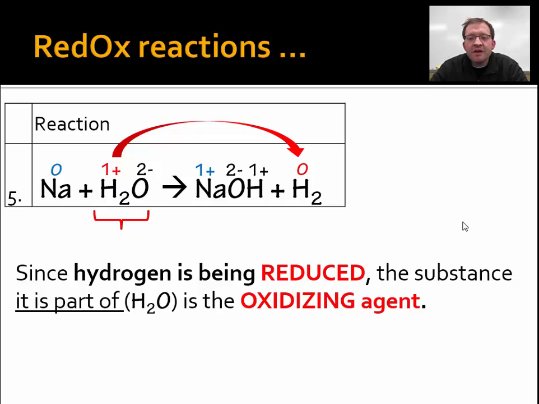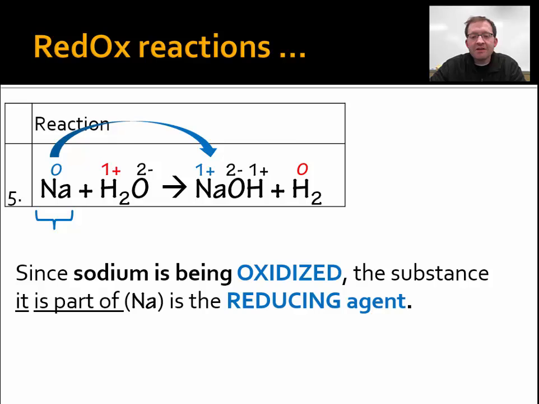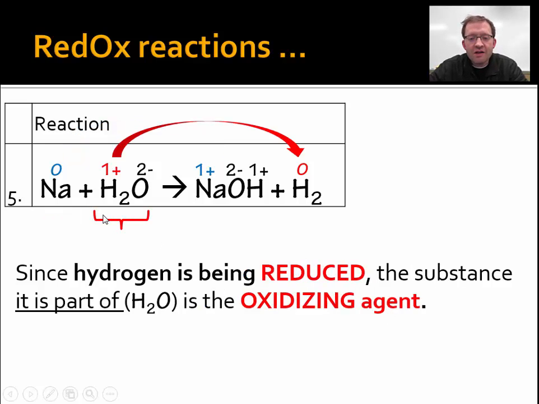In this equation, hydrogen was being reduced from 1 plus to 0. And since hydrogen is being reduced, it must also be part of the oxidizing agent. Well, in this case, hydrogen is part of water, H2O. And so in this equation, hydrogen is being reduced, and water, which contains that hydrogen, is the oxidizing agent. Sometimes the agents are bigger than that single element that's being oxidized or reduced. In this case, hydrogen is a single element being reduced within the water, but the water as a whole is the oxidizing agent because it contains the hydrogen atoms. It includes those hydrogen atoms.